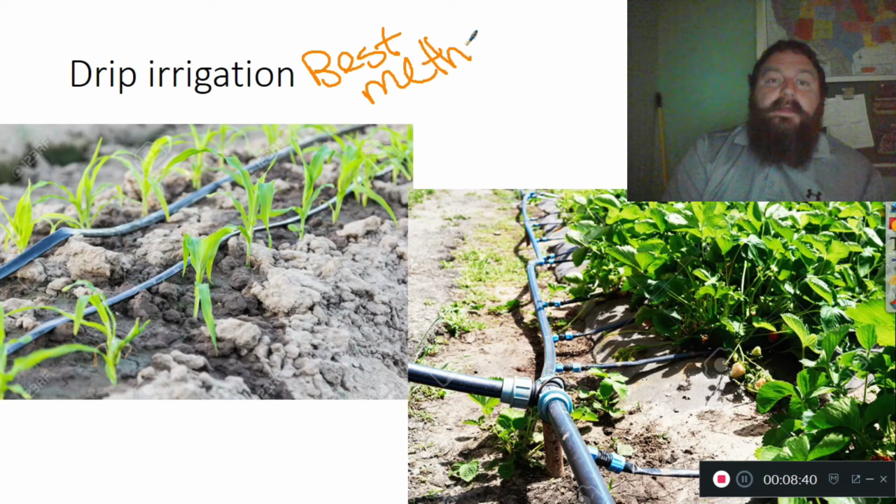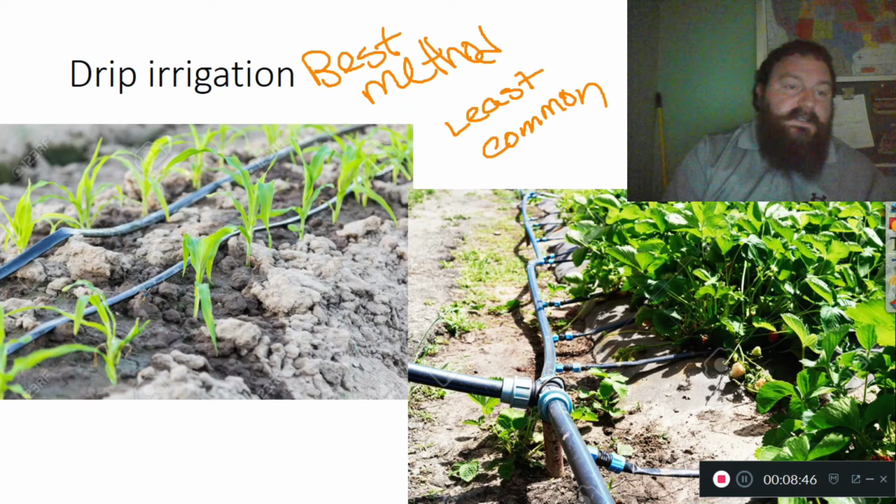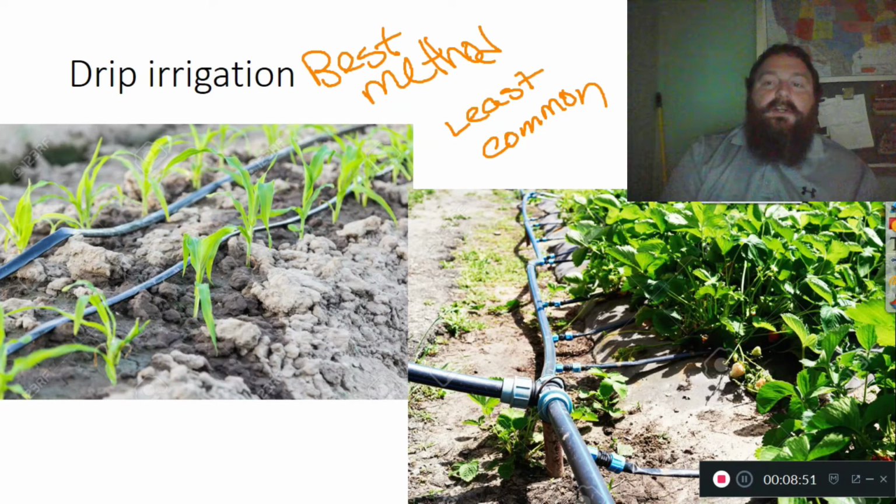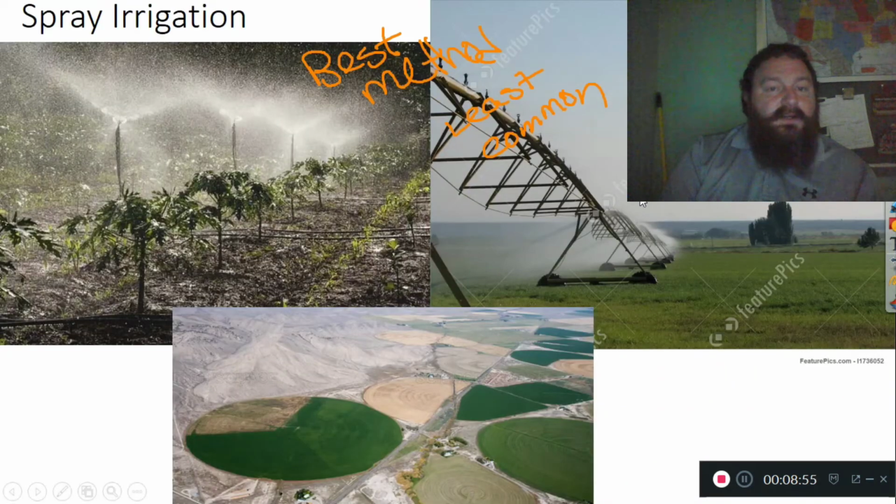So this is our best method, but our least commonly used. And again, the reason why it's least common is because these hoses cost money. With a spray irrigation like we had in the previous picture, you are going to have costs associated with it. But again, it's not nearly the cost that we would think. This method here would have more cost because you can see the hoses are there. But I can still pull those out, take them to a different field, or move them from year to year.